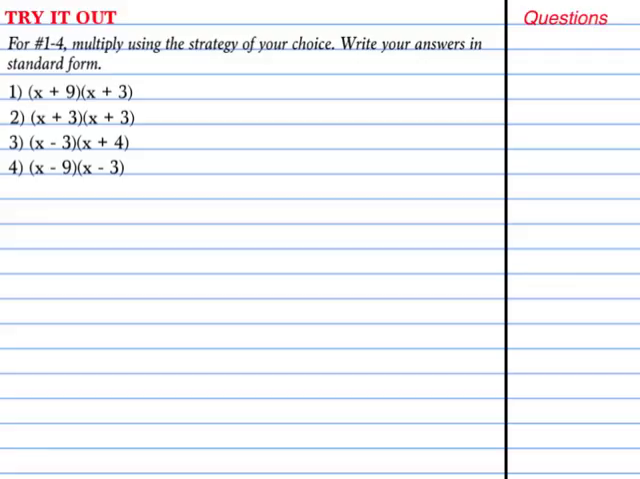So here's where I'd like you to try out these strategies. For 1 through 4, I'd like you to multiply using the strategy of your choice, whether you use the graphic organizer or you use FOIL. Make sure you write your answers in standard form. Take a moment, pause, do the try it out before you take a peek at the answers.